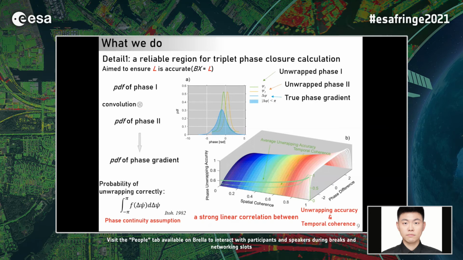We propose to use temporal coherence as an indicator because we only have selected elite scatterers instead of regular gridded points. We convolve the PDF of phase 1 and the PDF of phase 2. We can obtain the phase gradient's PDF. Then we integrate this PDF from -pi to pi. According to the phase continuity assumption, we can approximately obtain the probability of unwrapping correctly. We can observe from the shown figure a strong linear correlation between unwrapping accuracy and the temporal coherence, which can be seen from the red solid line and the red dashed line.